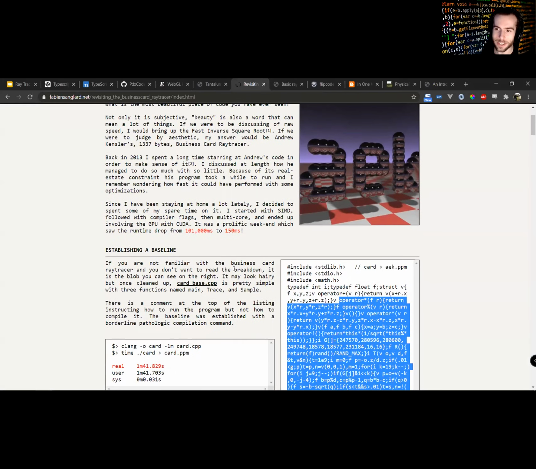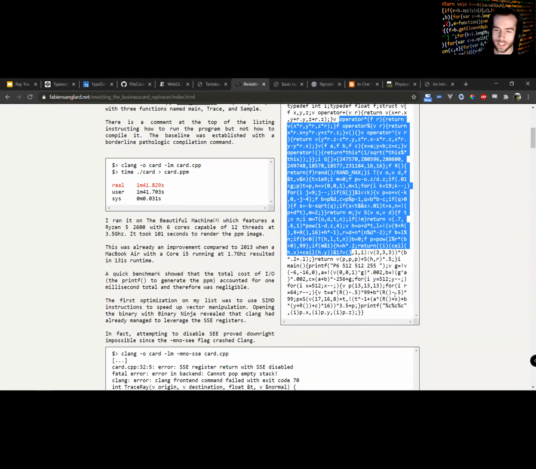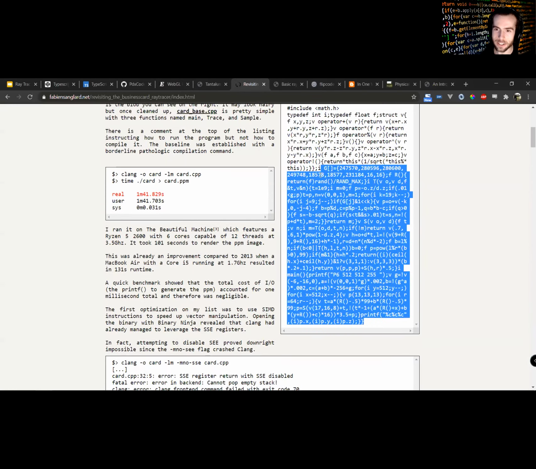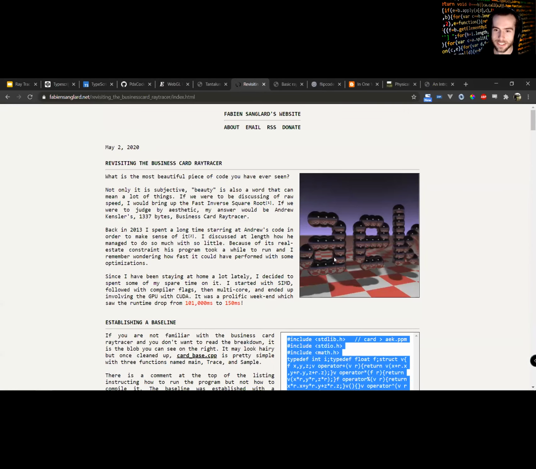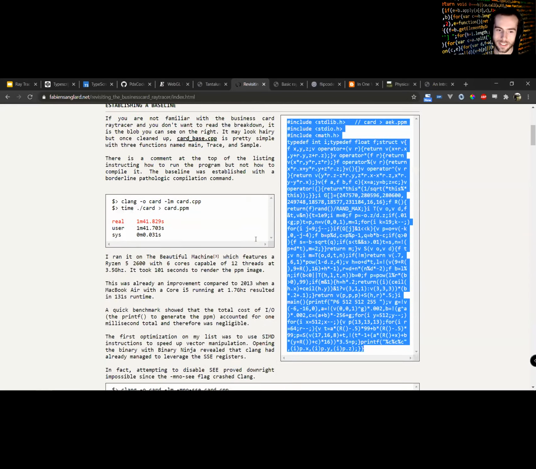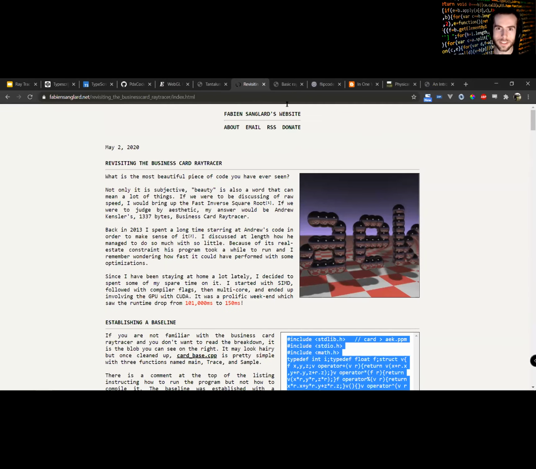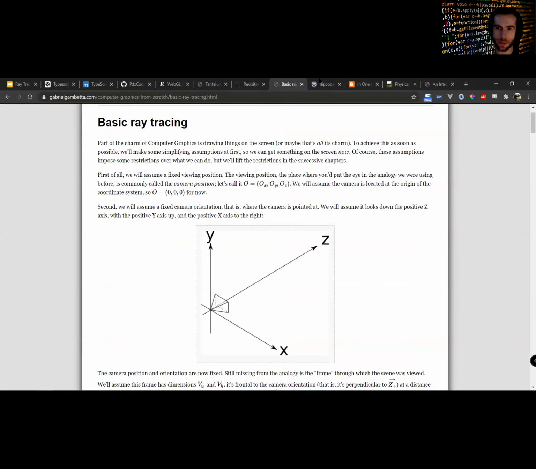Here's that ray tracer that fits on a business card that I mentioned. I don't know, don't ask me to explain that. But it actually renders that, which is cool. That's pretty impressive.